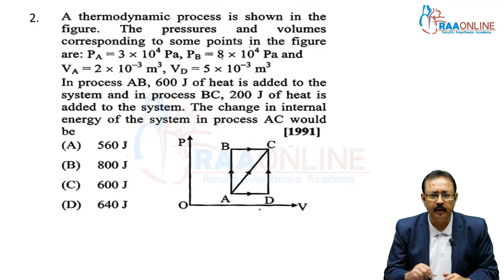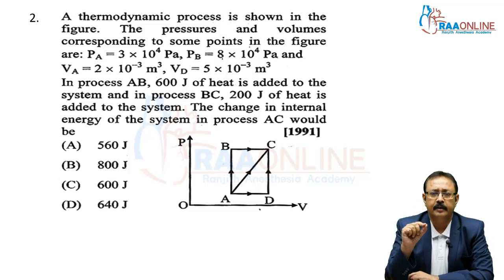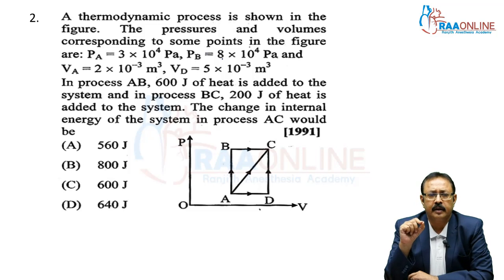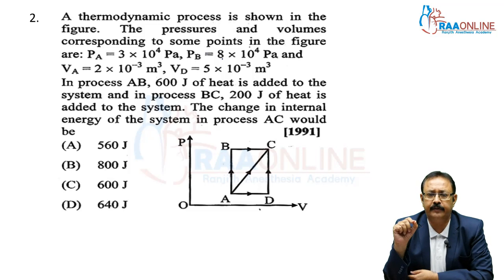Second, a thermodynamic process is shown in the figure. The pressure and volumes corresponding to some points in the figure are given: PA, PB, VA, VD. In process AB, 600 joule of heat is added to the system, and in process BC, 200 joule of heat is added to the system. The change in internal energy of the system in process AC would be?